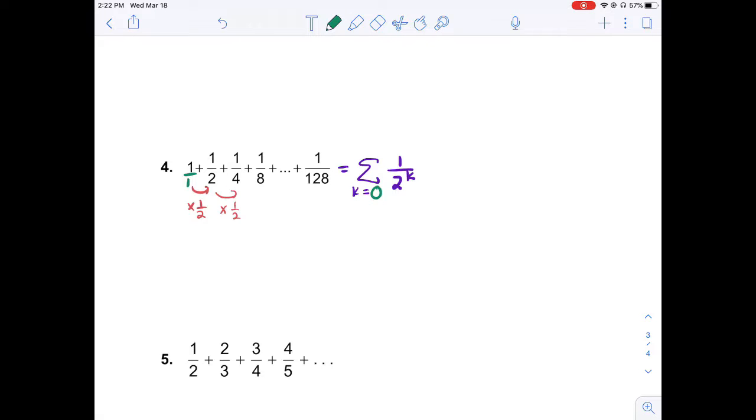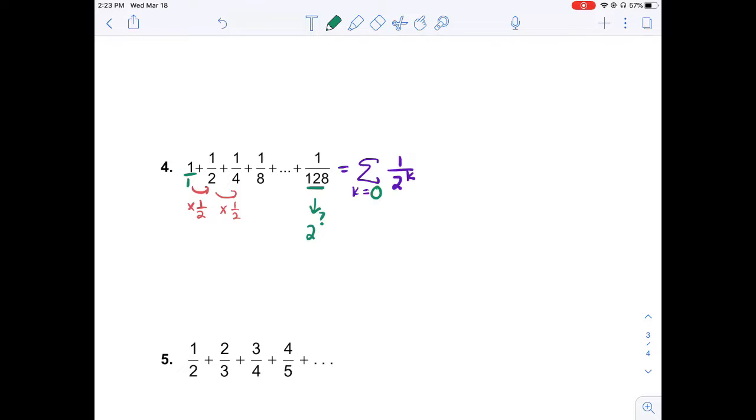So I would have to start at 0 in order to get a value that gives us 1 as a starting. So 1 over 2 to the 0 power gives me 1. And then lastly, what would I have to plug in to get 128? You could try this out. So we're asking 2 to what power gives me 128.